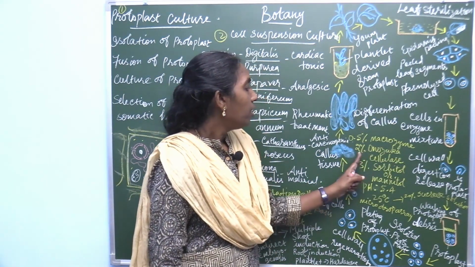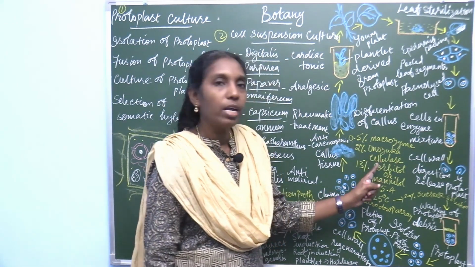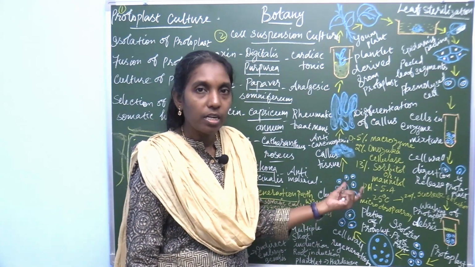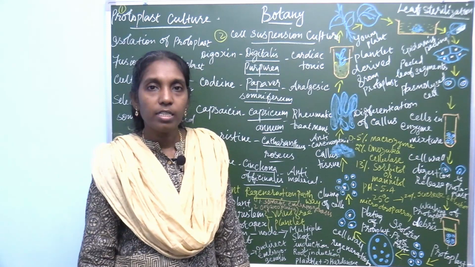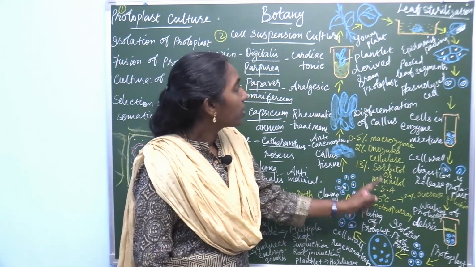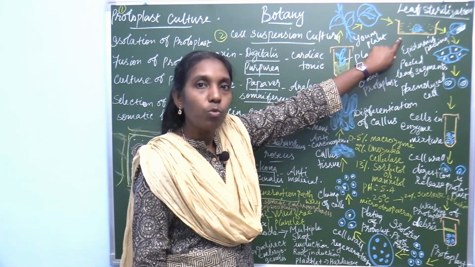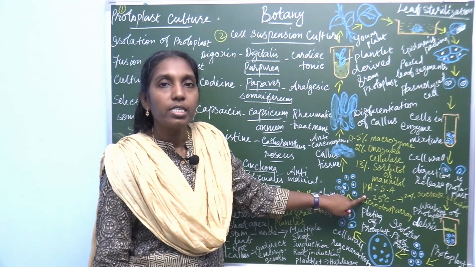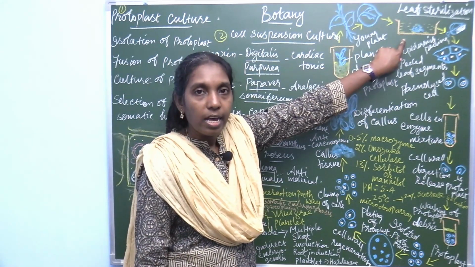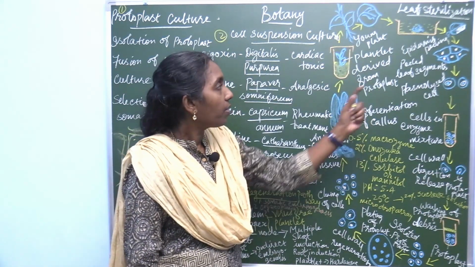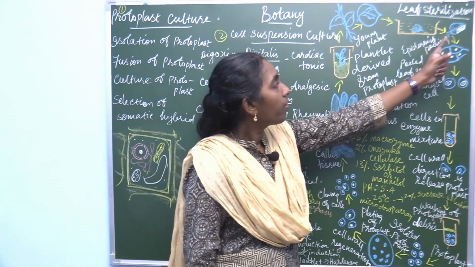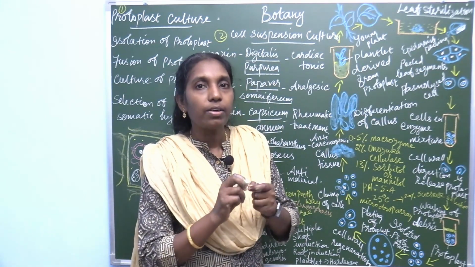0.5% of macrozyme, 2% of Onozuka cellulase enzyme, cellulase, and 13% of either sorbitol or mannitol, and the pH maintained at 5.4. In this enzyme mixture the leaf can be immersed, and overnight it can be incubated at 25°C to soften the leaf. Now the leaf becomes soft, and the epidermis of this leaf can be peeled off.